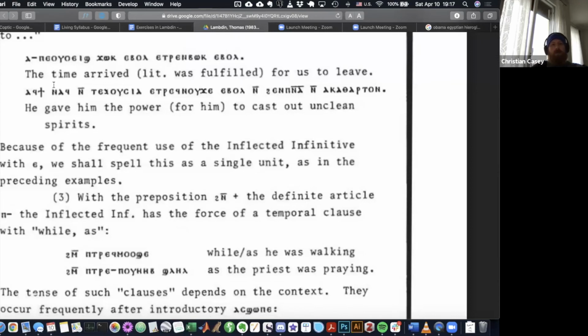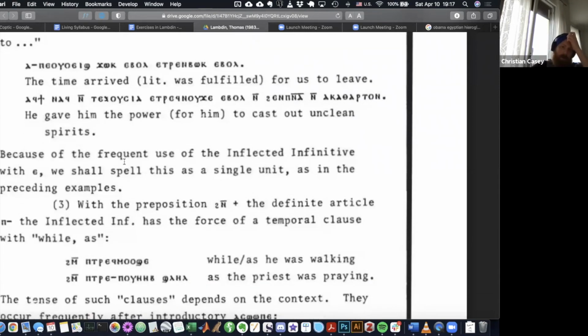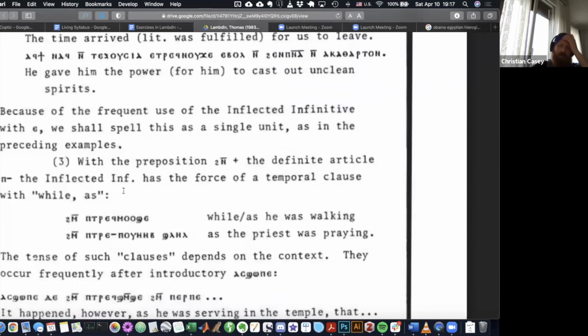So here, the first example is a purpose clause or a result clause. Really both use the same construction. So apewoish jokevol etrenvokevol: the time has come for us to leave. And then more examples like that you can read.